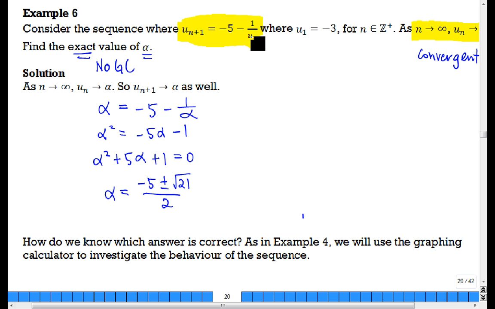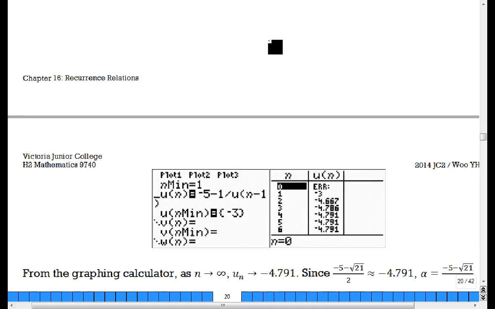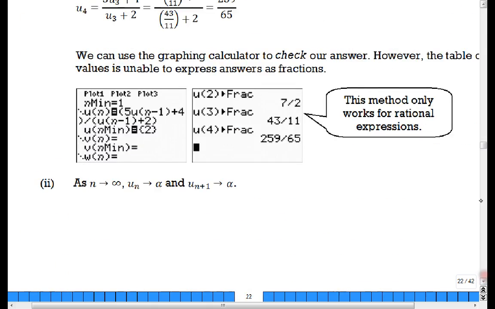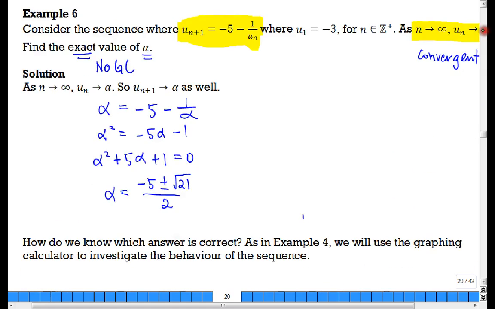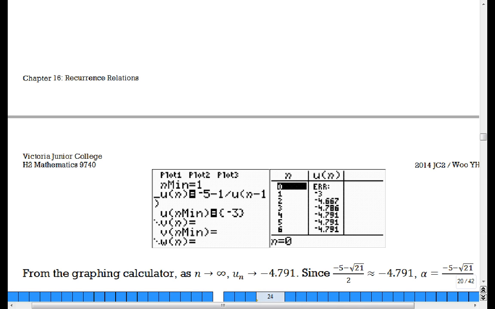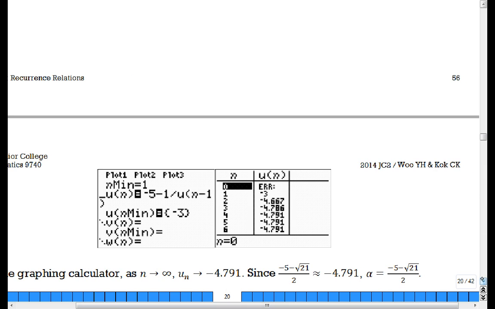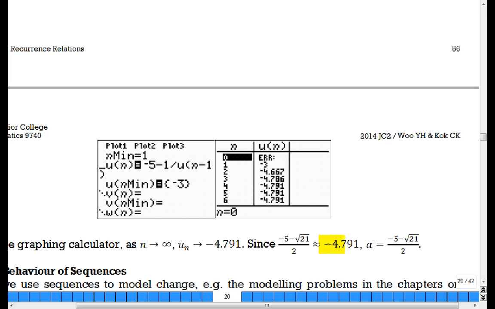So the easiest way is to use your GC. So if you use GC, you realize that it tends to negative 4.791. Then you check that it's this value that is negative 4.791. So you reject the other term. So that's the only way for this question. You use your GC. Alright? Simple enough?